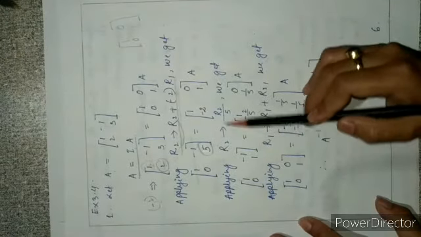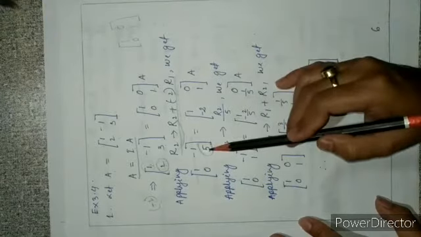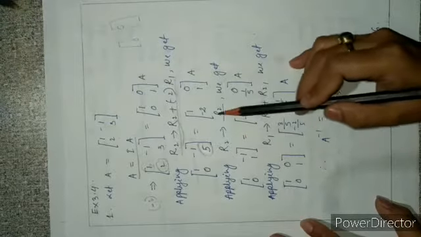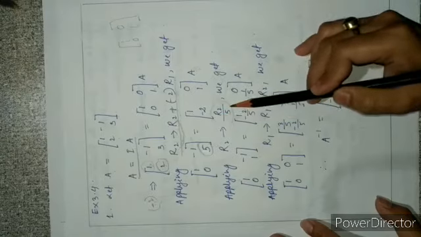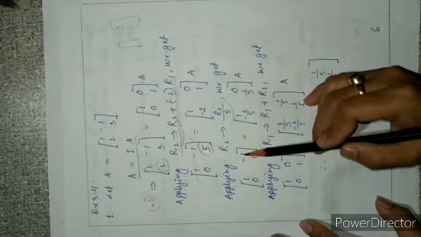Applying R2 tends to R2 by 5. The 5 in the second row divided by 5 should be equal to 1. The second row tends to R2 by 5. We get R2 by 5, which means all the elements of the second row should be divided by 5: 5 divided by 5, 1 minus 1.